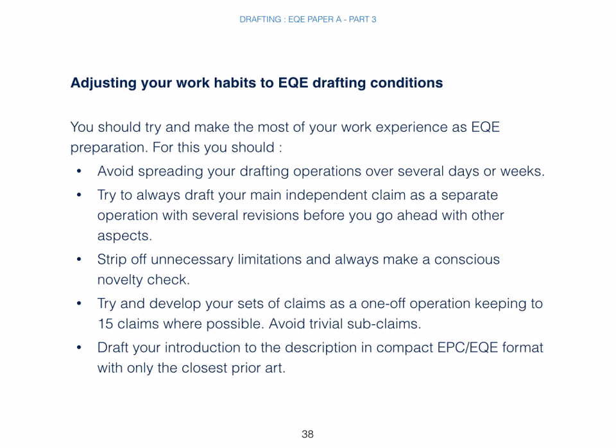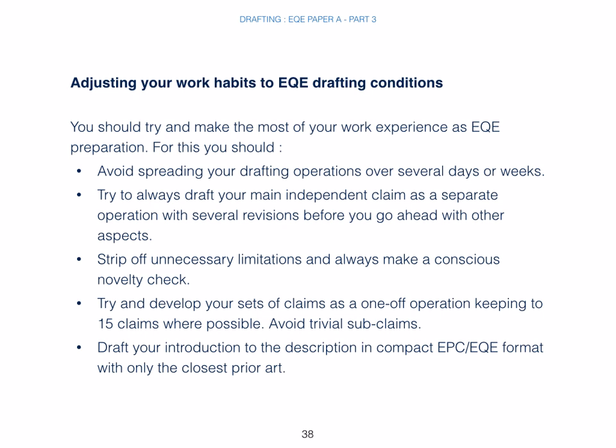Try to always draft your main independent claim as a separate operation with several revisions before you go ahead with other aspects, such as drafting the dependent claims or the introduction. Always strip off unnecessary limitations from your claims and always make a conscious novelty check whether your claim is novel compared to the prior art that you have in front of you. Try and develop your sets of claims as a one-off operation, keeping to 15 claims where possible, which is quite usual now for many clients, and avoid trivial subclaims.